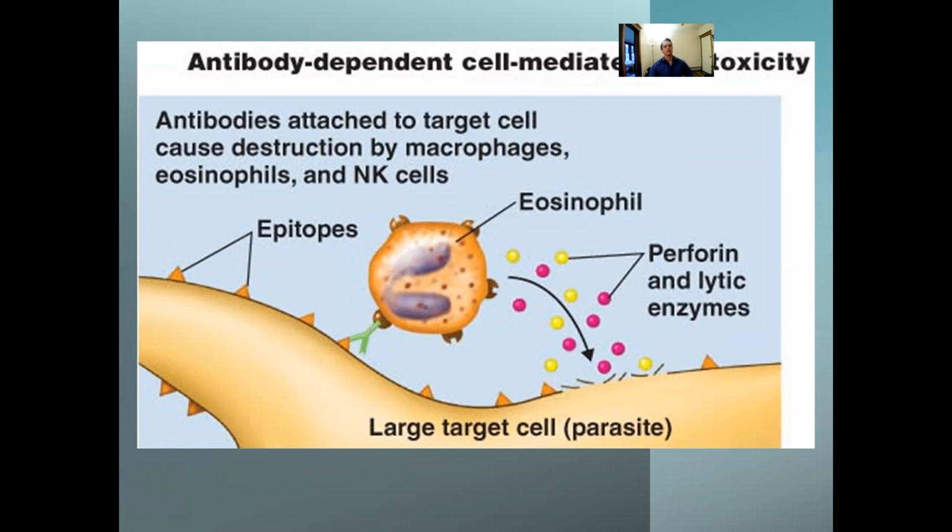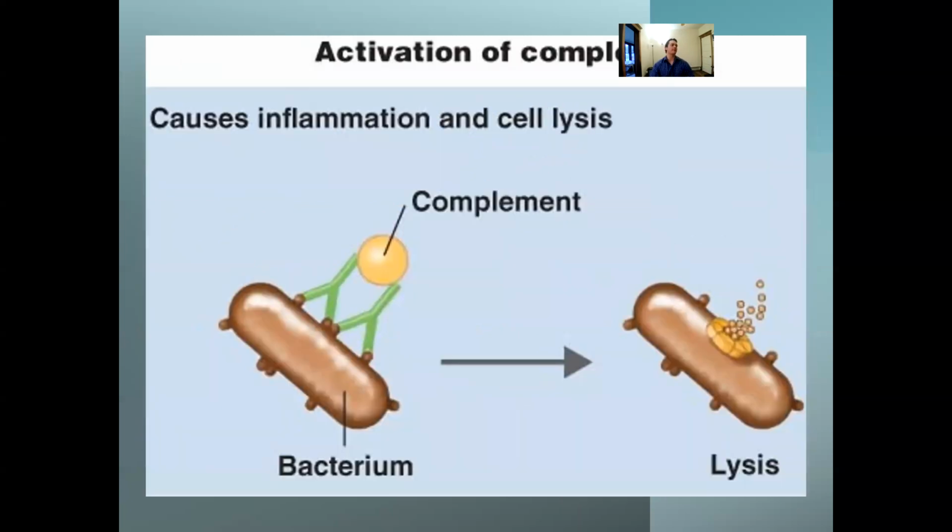They will destroy cells, and then phagocytosis can happen afterwards. So essentially here you have antibodies attached to a target cell causing destruction by macrophages, eosinophils, and NK cells. These are natural killer cells. And this is also mediated by attachments similar to, remember, opsonation, where you coat your invader cell. This is a very similar process to that.